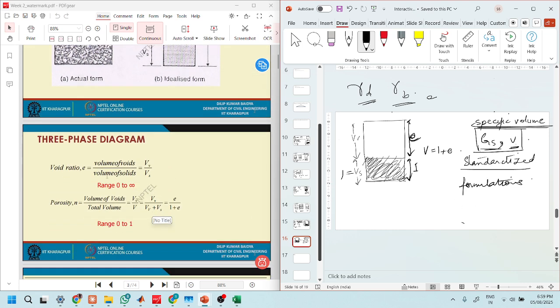So void ratio, specific volume. On the right hand side, it is 1 plus void ratio. Void ratio has no units, therefore, what could be the units of the specific volume? Is it going to be no units? Volume is also important. Okay, thank you, madam.